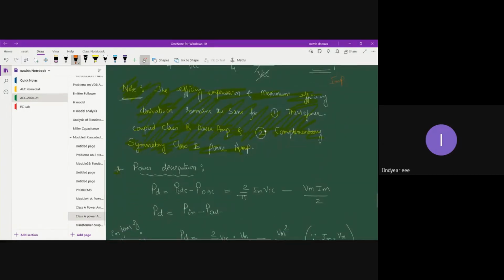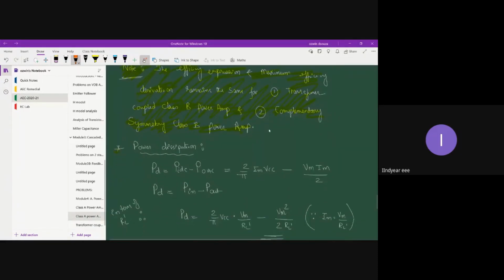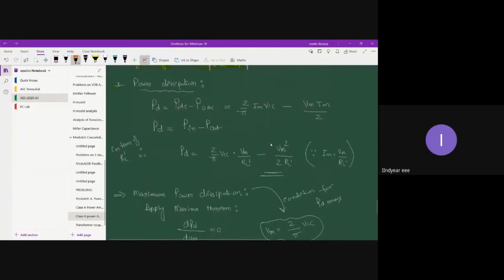Okay, now let us talk about the power dissipation. Okay, so what is the general expression for power dissipation? Power dissipation is nothing but the waste power, right? The power which is not being utilized in the conversion process. So how will you find out? Simple technique is to subtract the input from the output, okay, or rather subtract the output from the input, right? So PD is equal to PIDC minus P naught AC.